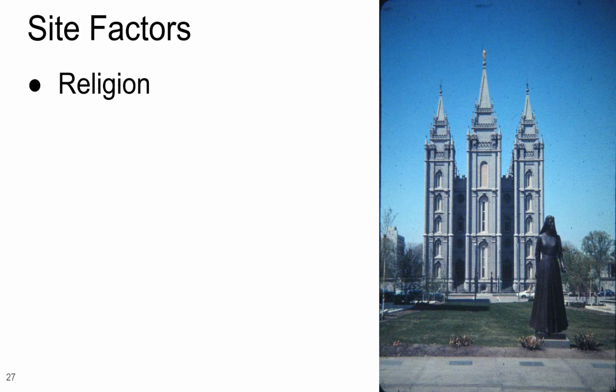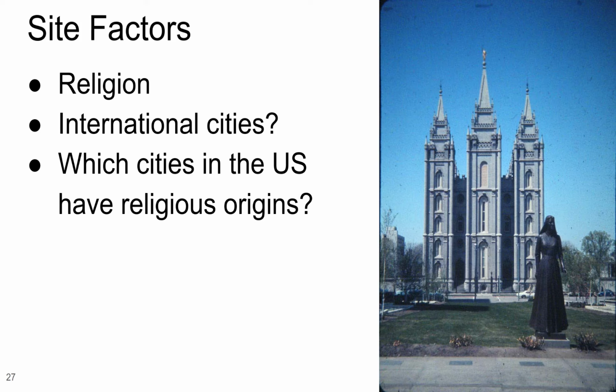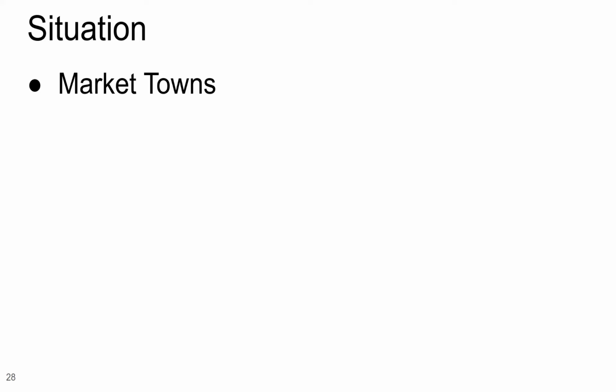Site factors, sometimes religion. For example, this is Salt Lake City, founded by Mormons. International cities. Which cities in the U.S. have religious origins? Oh, I just told you. Yeah. Salt Lake City. Situation is, again, where the city is in relationship to other places and other things.